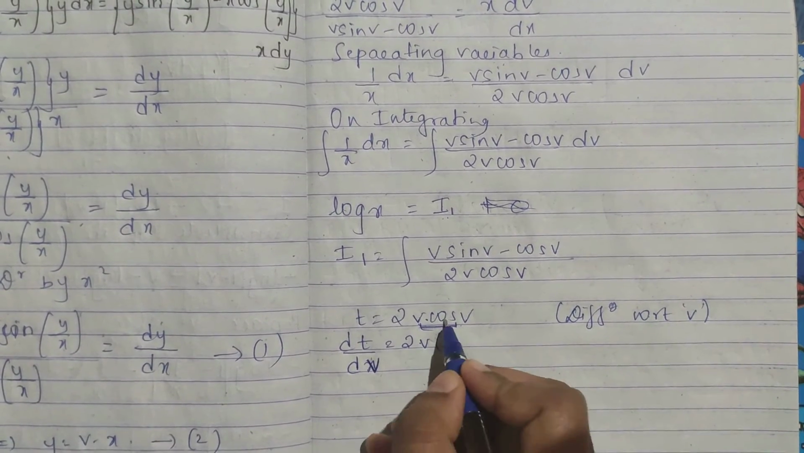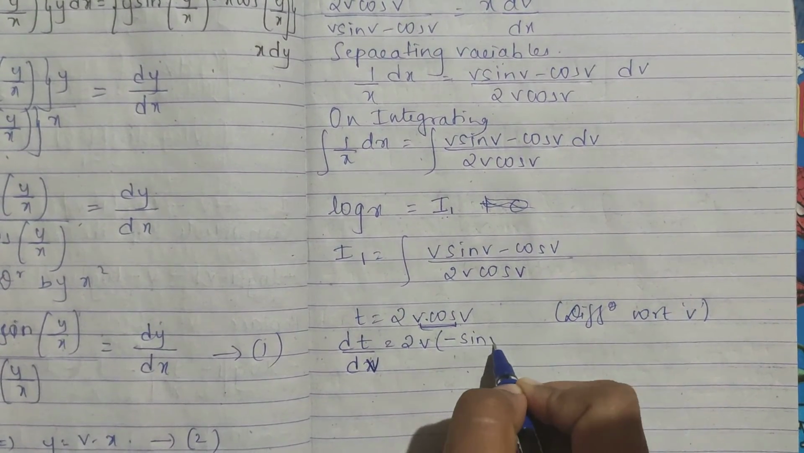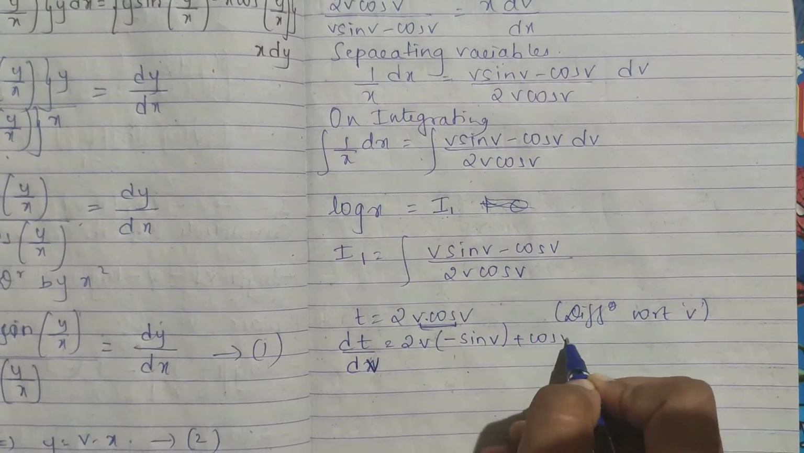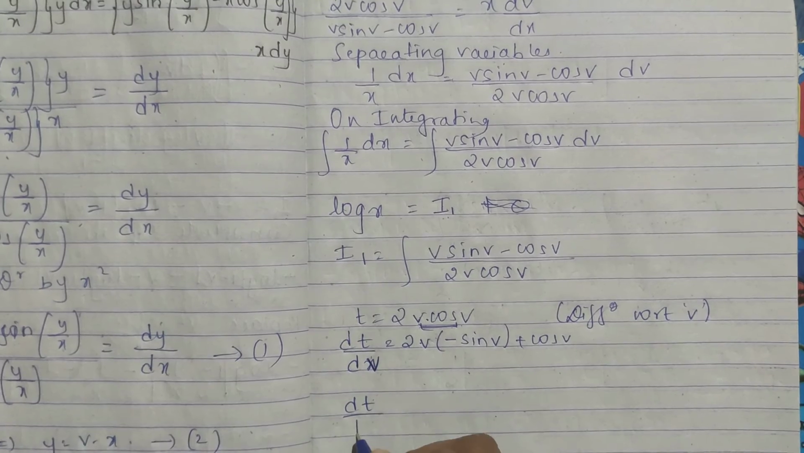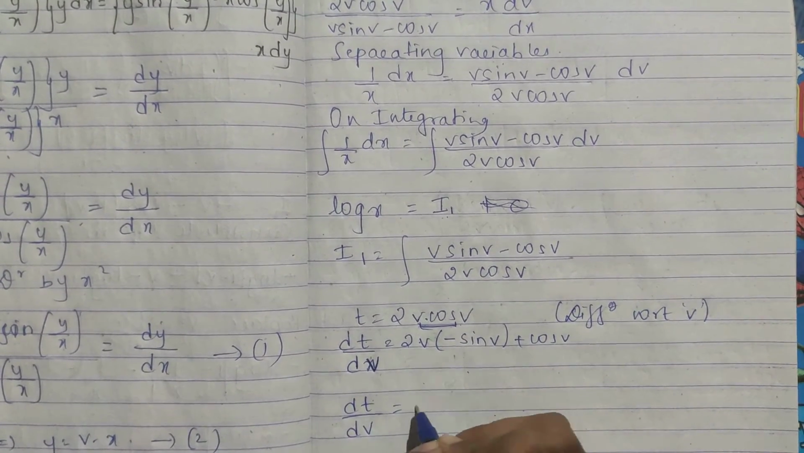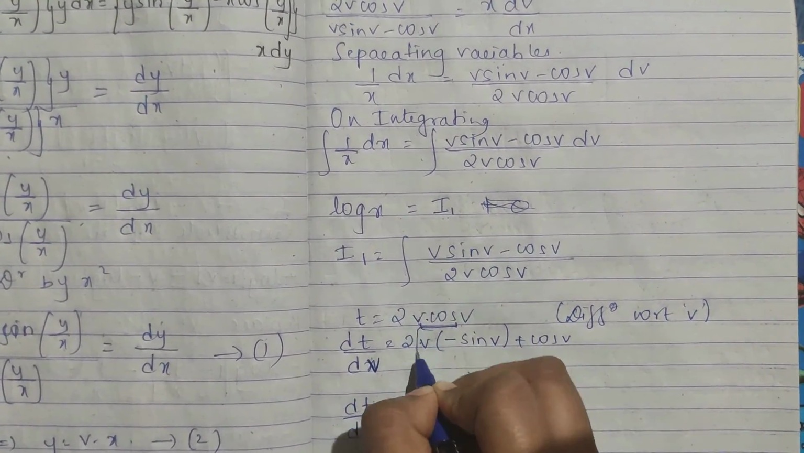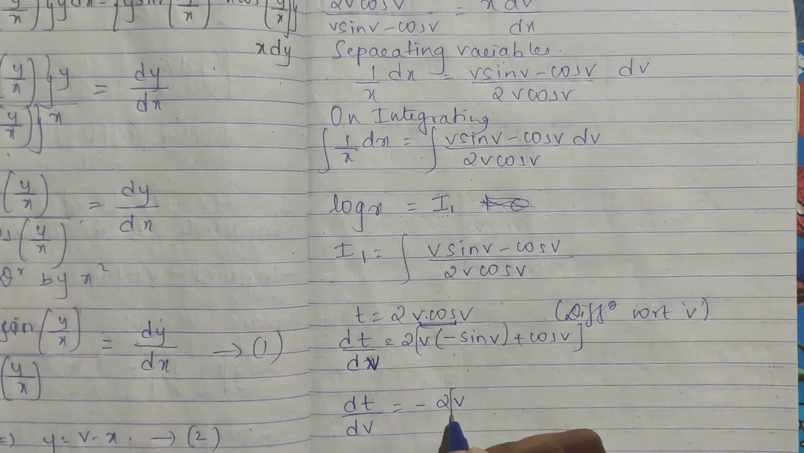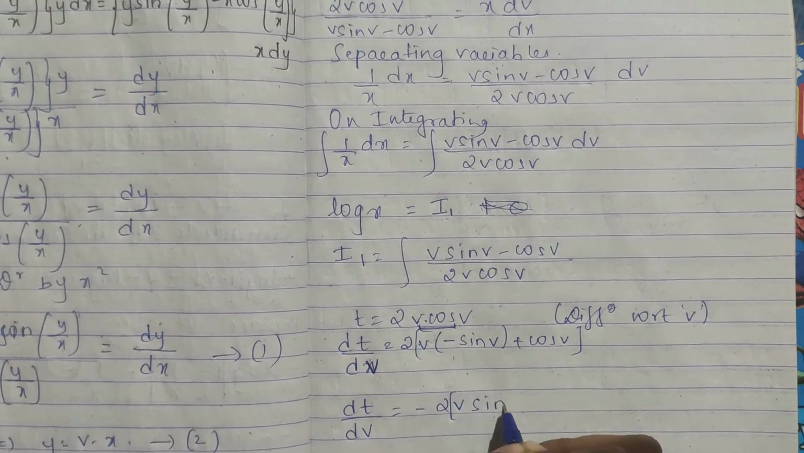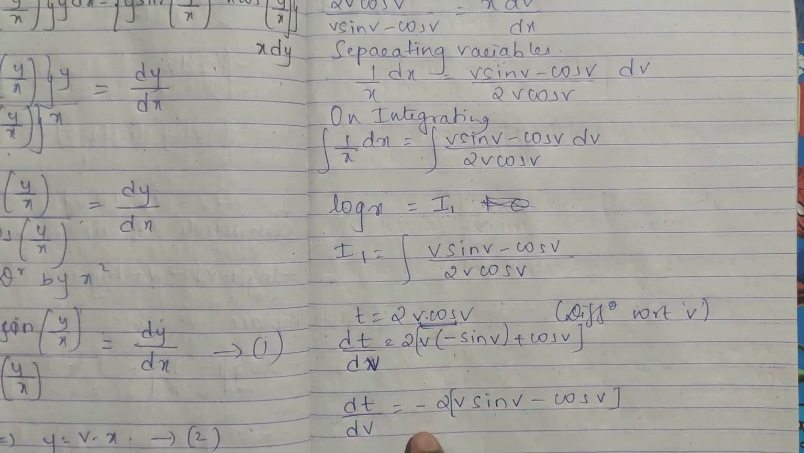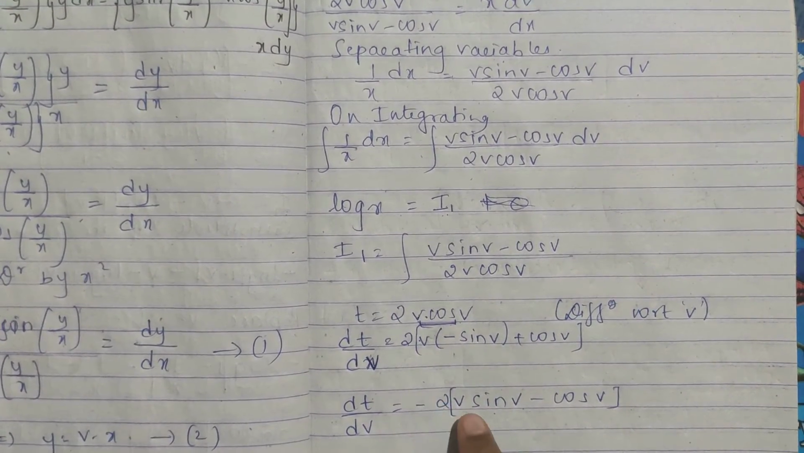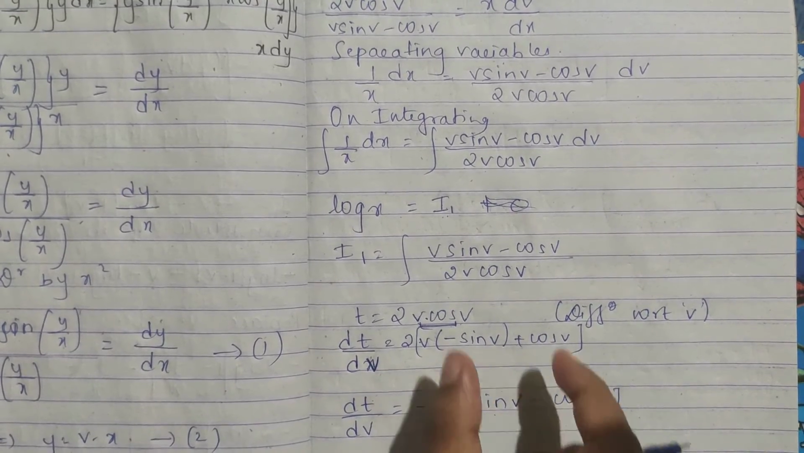So cos v becomes what? Minus sin v, right? Plus cos v, and the differentiation of v is 1. So dt by dv you are getting what? Minus 2v sin v minus cos v. See, the whole minus sign I have taken outside. So 2 as it is, v sin v minus cos v. So here you can see it is the same.